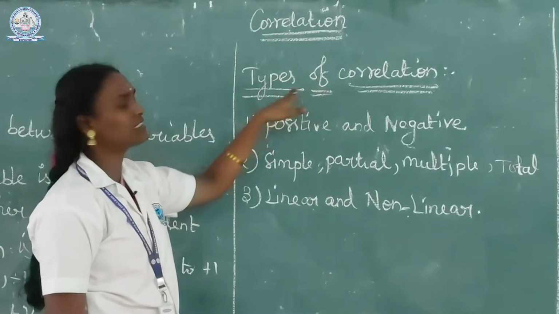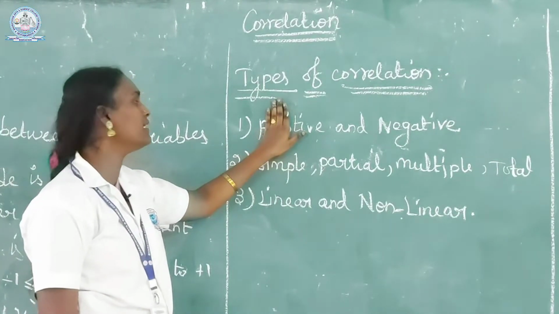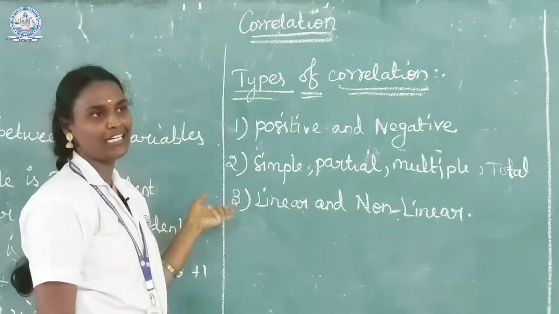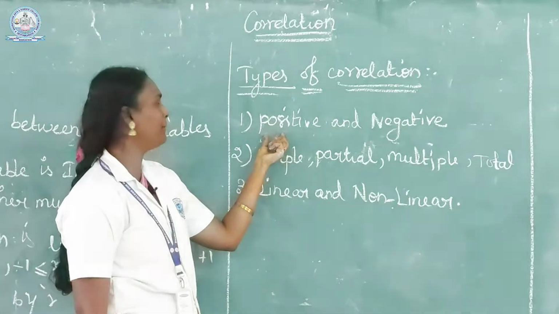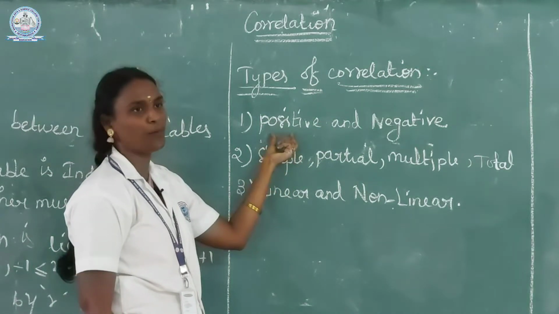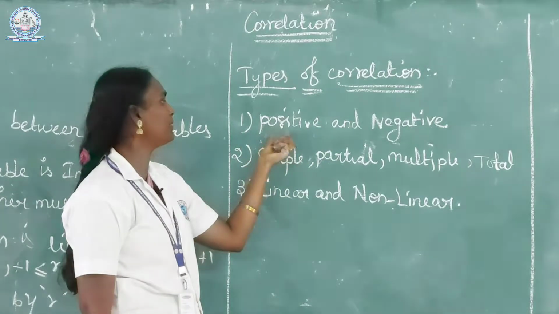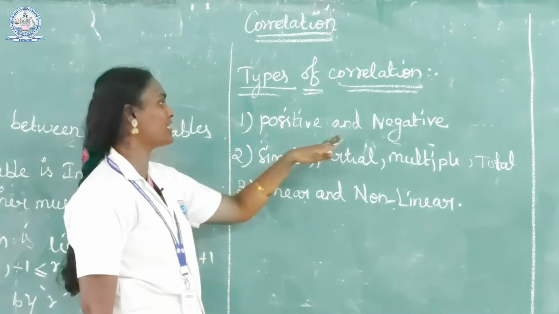Next topic is types of correlation. There are many types of correlation we have to study. So they are categorized in 3 different ways. First one is positive correlation. Positive correlation means both the variables move in the same direction, then it is called positive correlation. For example, price and supply, these variables move in the same direction.